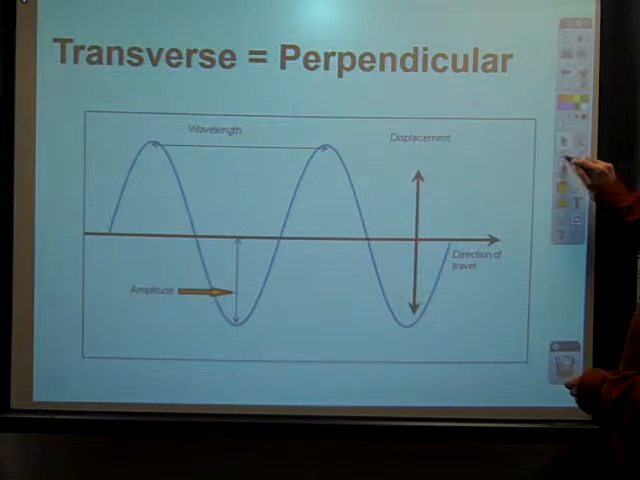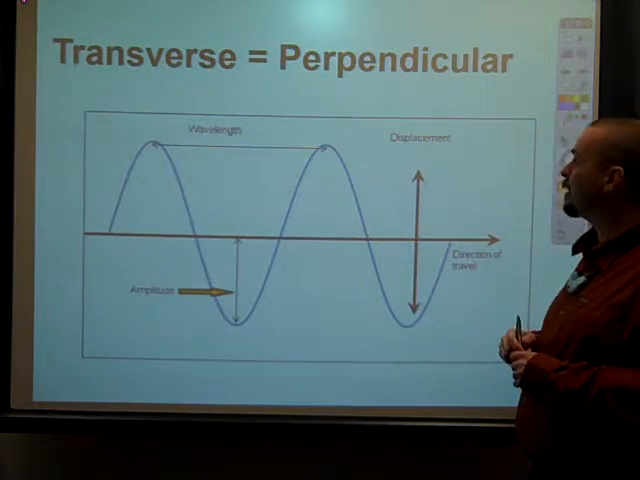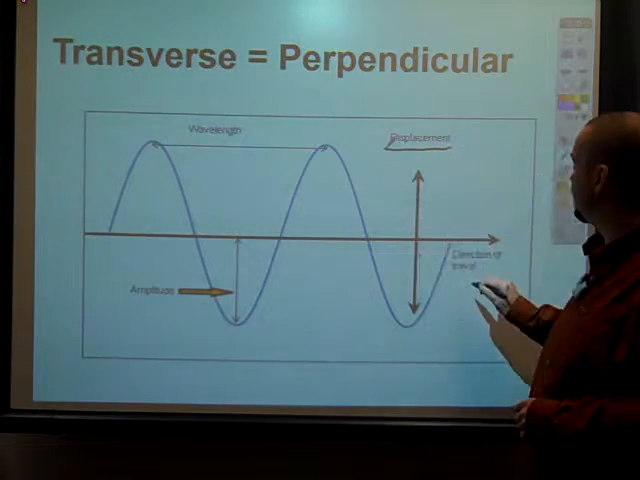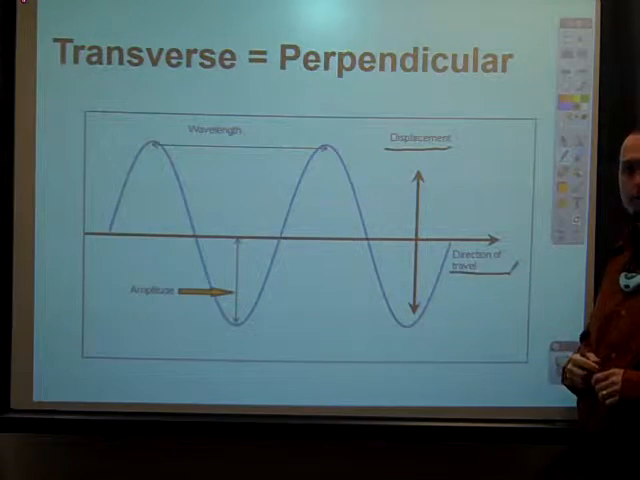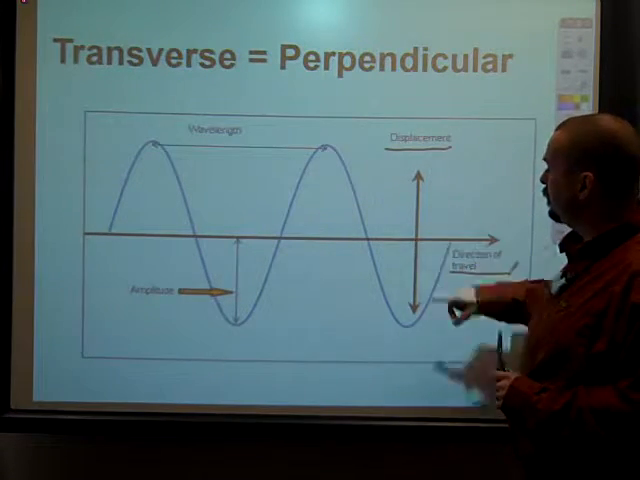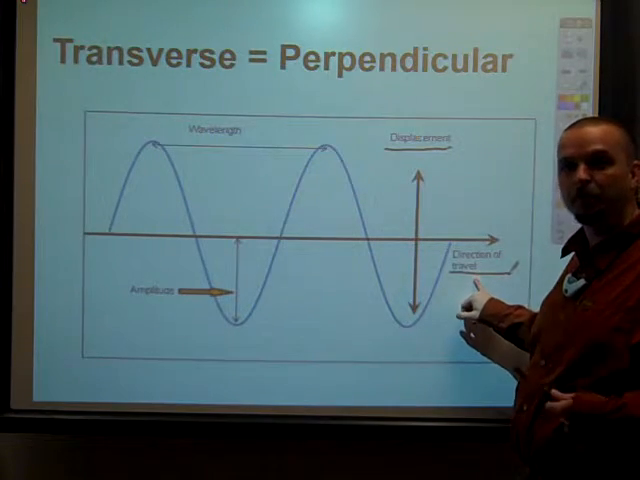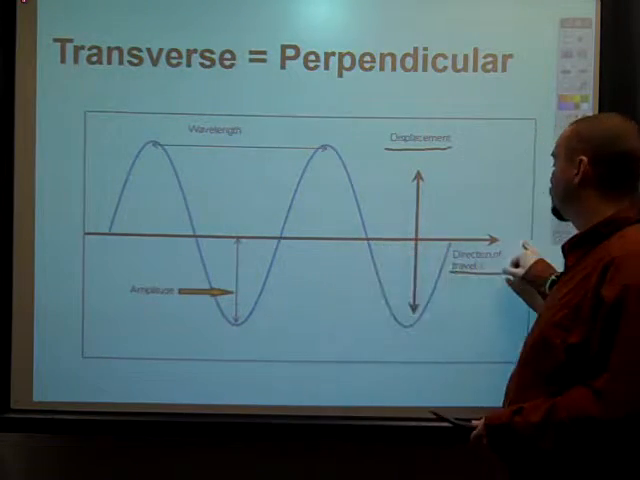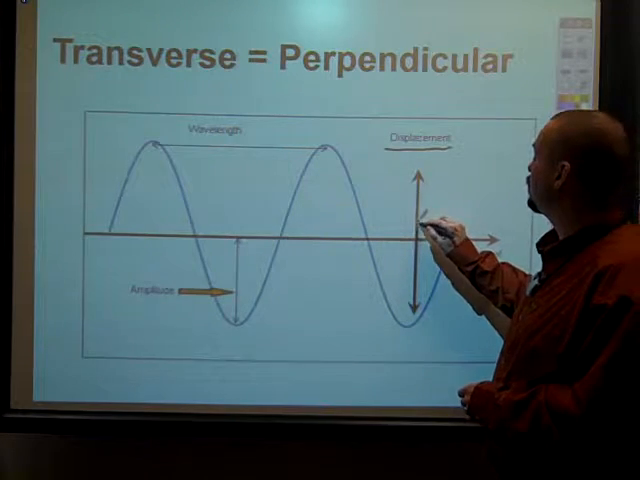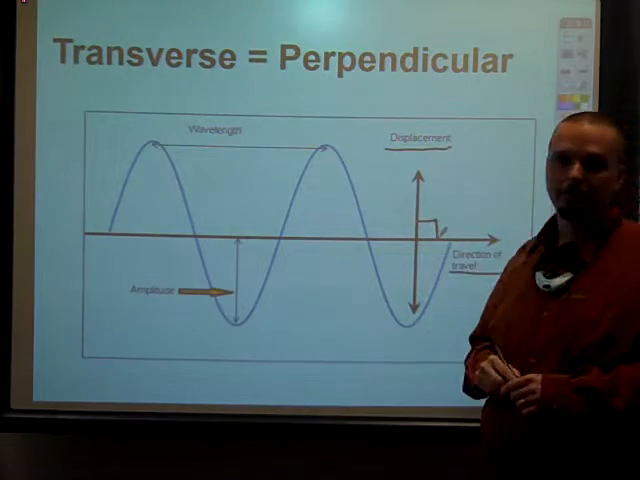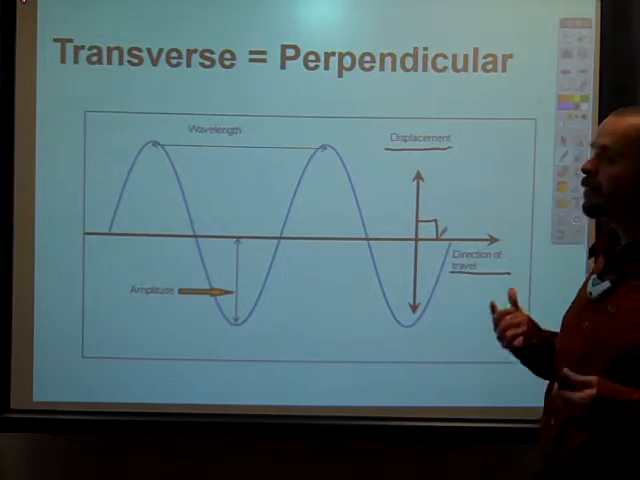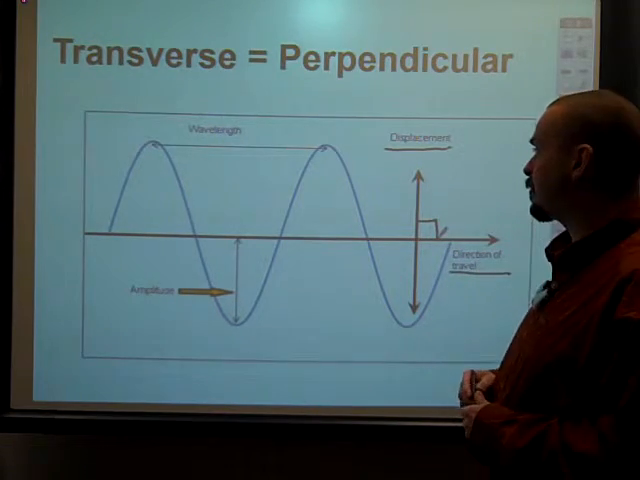The perpendicular motions that we're talking about are the displacement and the direction of travel. The way the medium moves up and down versus the way that the energy moves, in this case from left to right. The angle between those two, 90 degrees. There are several different ways we can describe these transverse waves.